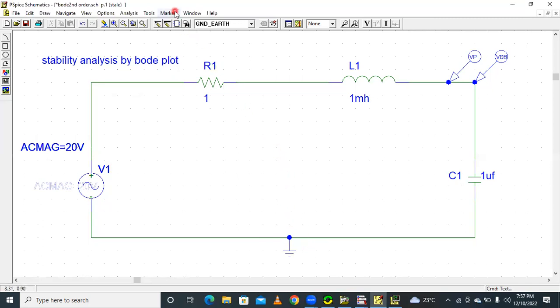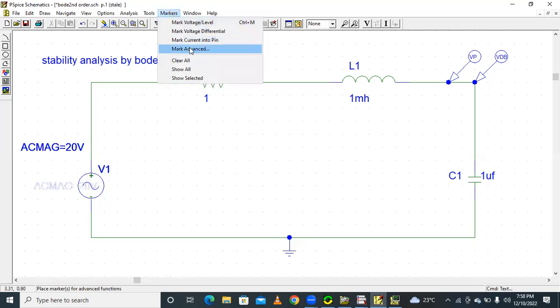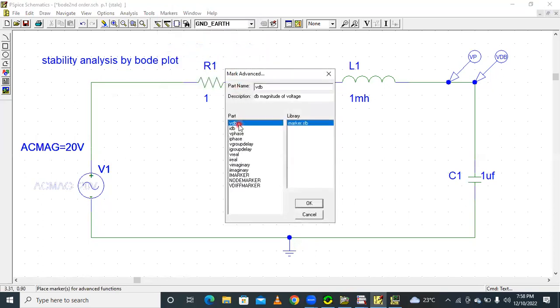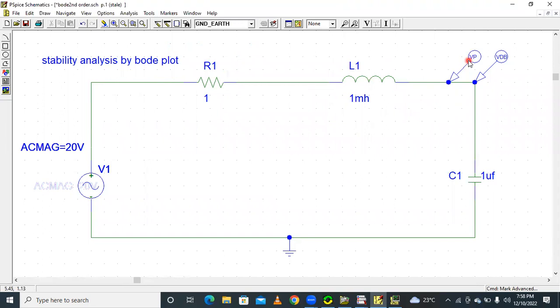Go to markers, then advanced, and take VDB and also V phase and place them across the capacitor. This is V phase and this is VDB. This is the second ground terminal, and this is the capacitor's one terminal. So across the capacitor, V phase is the phase plot, and VDB is the magnitude plot.